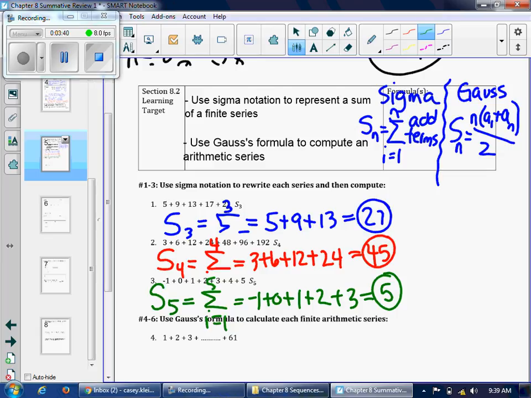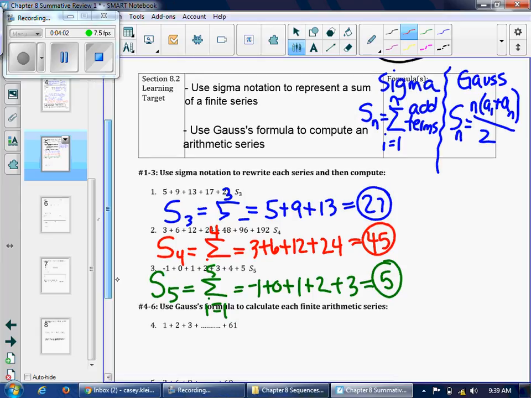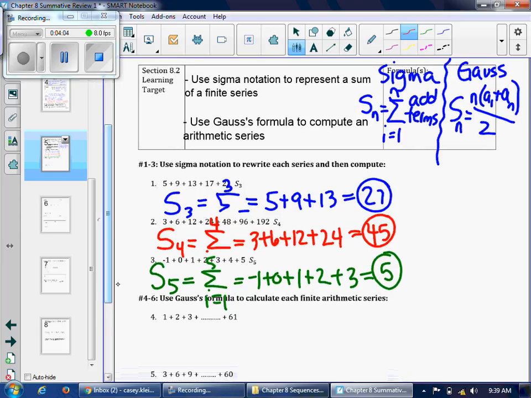So if you take a look here, you need 3 things. You need the number of terms, which is n. Well, if we start at 1 and we go all the way up to 61, we have 61 terms. So n will be 61. As a side note, those dots mean continuing. So that means it goes all the way up to 61. So n is equal to 61.